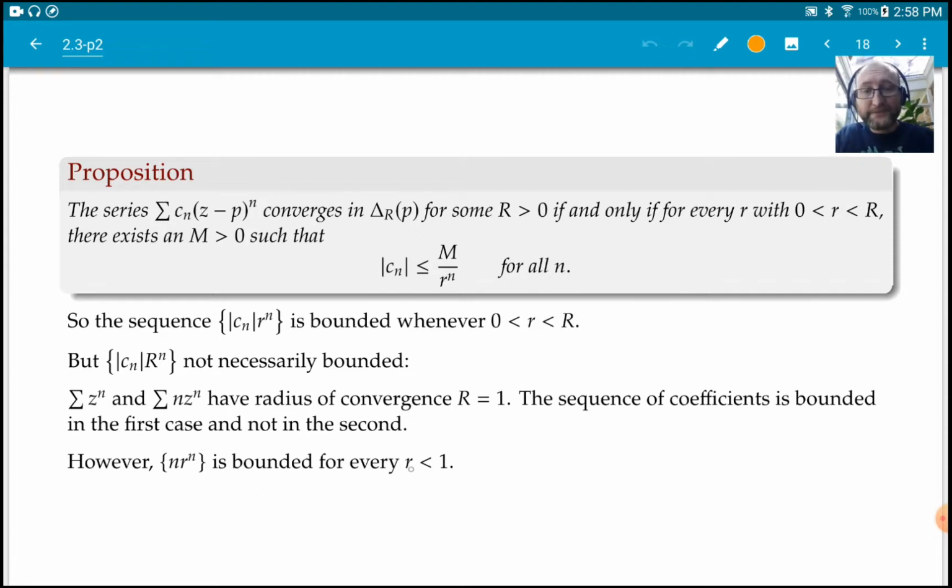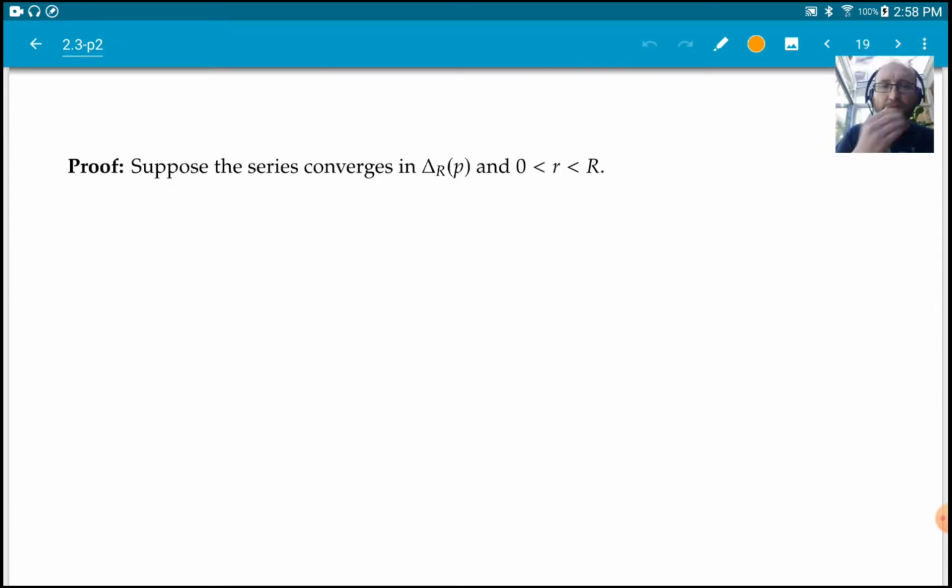However, if little r is less than 1, then n times r to the n is bounded. All right, so let's prove this.